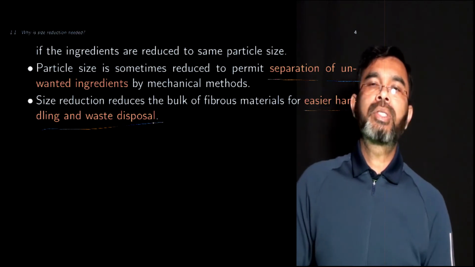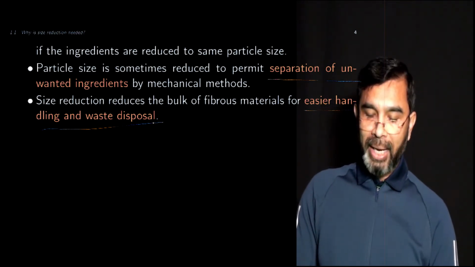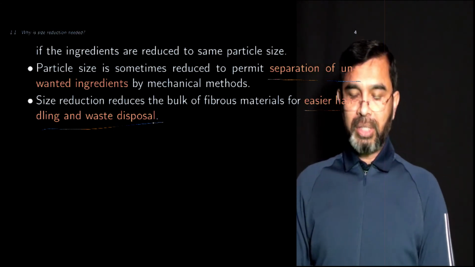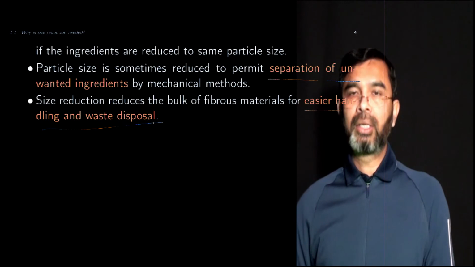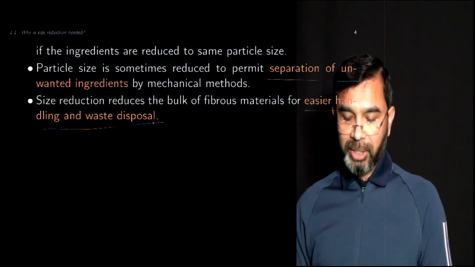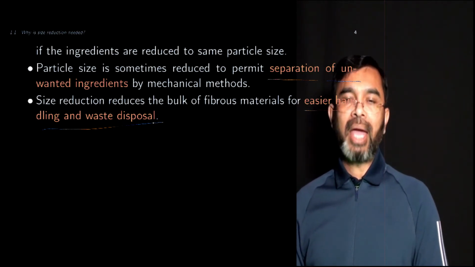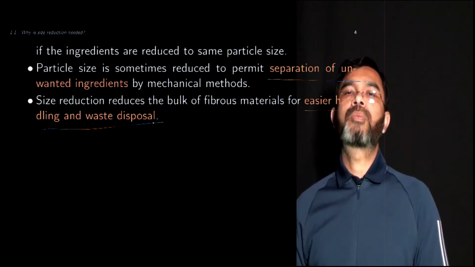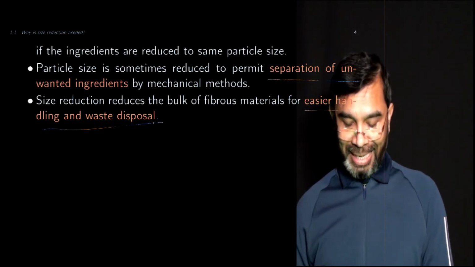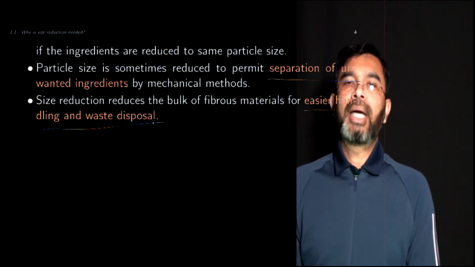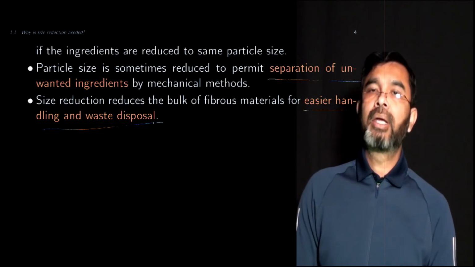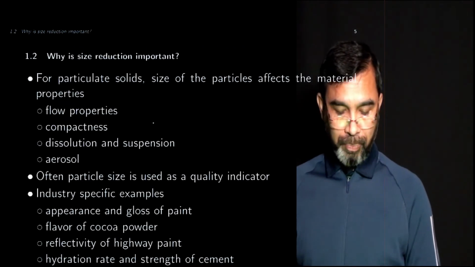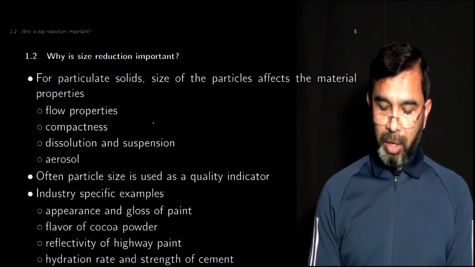So from pharmaceuticals to food to mining to chemicals, all process industries may need some sort of size reduction, either to prepare the feed material, to increase the activity of the catalysts, or for some sort of separation. Now, it's important that if you don't do size reduction, there will be other issues that cause operational problems. So it impacts the flow properties.